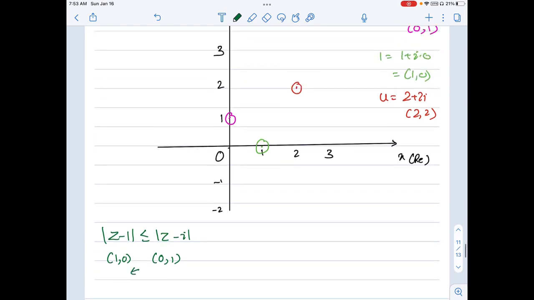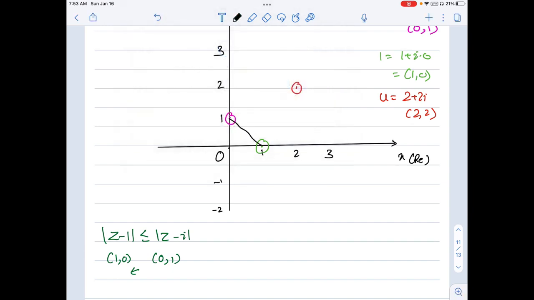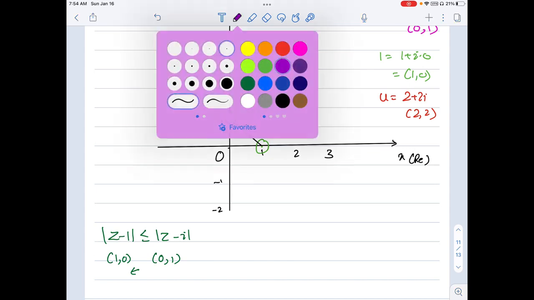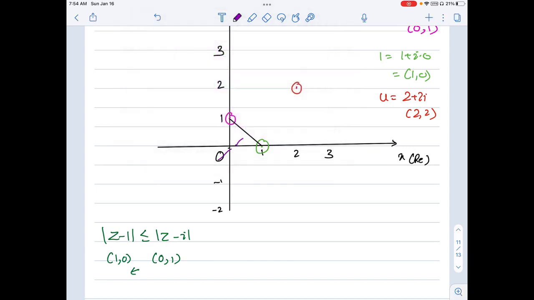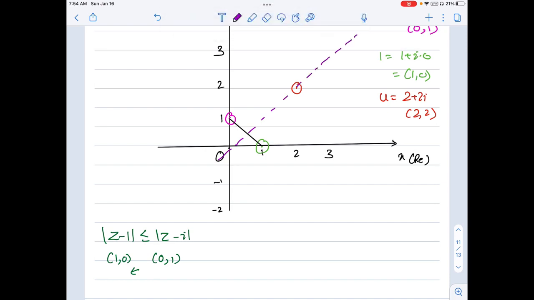(1, 0) and (0, 1). So the line joining (1, 0) and (0, 1), and it will be a perpendicular bisector. Let me draw a perpendicular bisector for that, shading towards (1, 0). Remember that it is shading towards (1, 0). That is the first one.